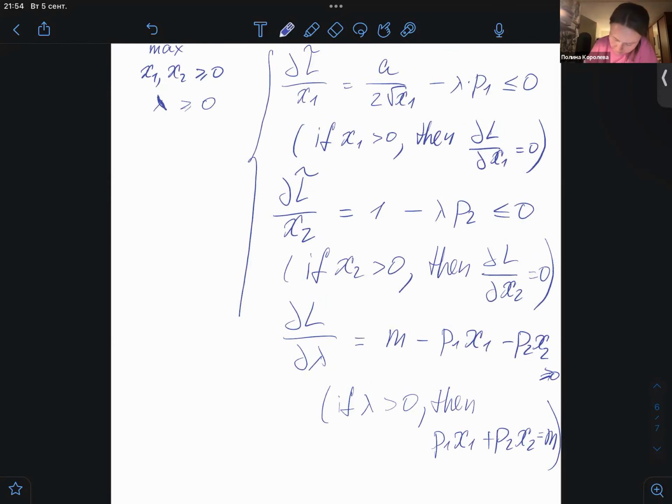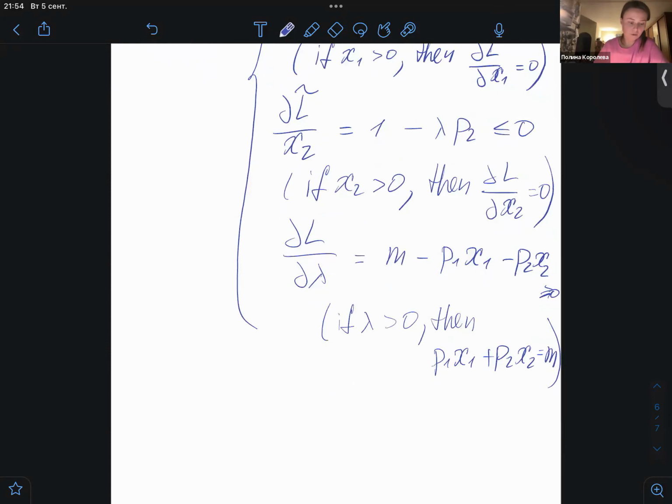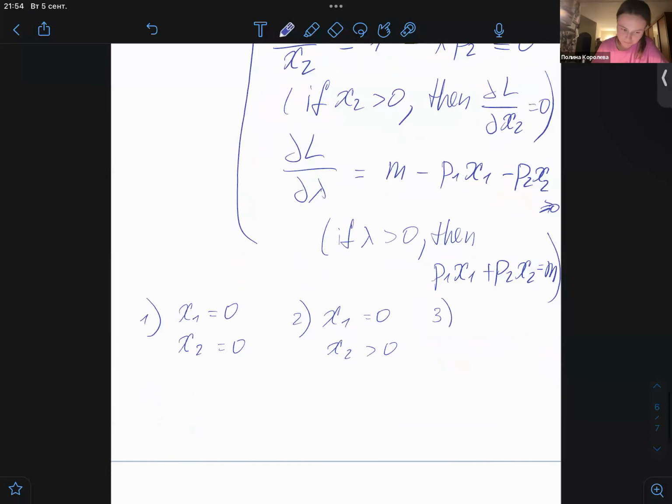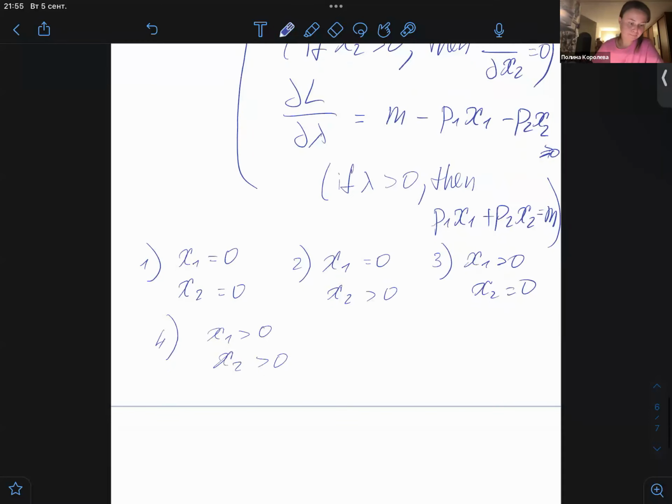Okay, this is the system, and let's solve it. How many options do we have? We have 4 options. First option: x1 equals 0, x2 equals 0. Second option: x1 equals 0, x2 bigger than 0. Third option: x1 bigger than 0, x2 equals 0. And the fourth option: x1 greater than 0, x2 greater than 0. So these are our favorite corner solutions and the interior solution. This is the interior solution of the problem. These are corner solutions, and this is about the origin of the axes.